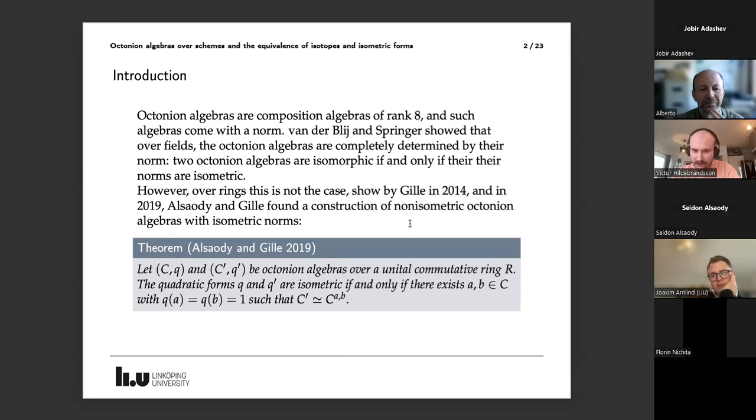non-isomorphic Octonion algebras, but with isometric norms. It's wrong here, it's supposed to be isomorphic. And it's the theorem shown here that two Octonion algebras have isometric norms if and only if one is isomorphic to an isotope, which we will define later.